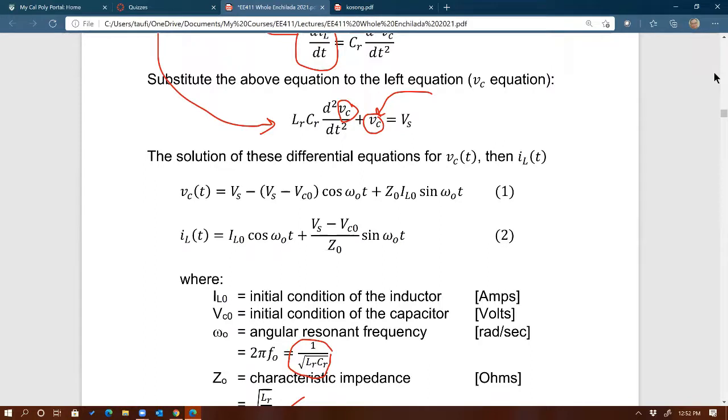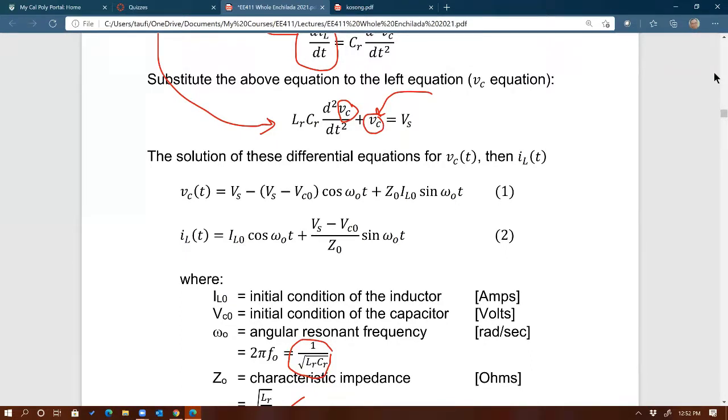Number 1, L and C both have initial conditions. That's the first case we need to look into. And we want to make sure that if both L and C have initial conditions, then the waveforms are sinusoidal for both voltage across the cap and current through the inductor, right? That's the first case. The second case is when both L and C do not have initial conditions, right?